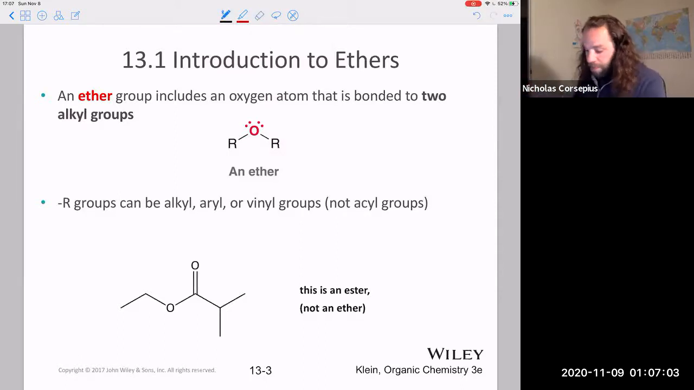So an ether is when that is some other carbon-containing hydrocarbon chain. Those R groups can be anything. They can be an alkyl chain. They can even be aryl, meaning a benzene ring, or they can be vinyl, meaning a double bond. The only thing they can't be is what's called an acyl group. That'd be this right here, or a carbonyl is really what it is. If you have a carbonyl directly next to that oxygen, it's no longer an ether. That would be considered an ester. But as long as that isn't the case, it could be pretty much anything, and then it's still an ether.